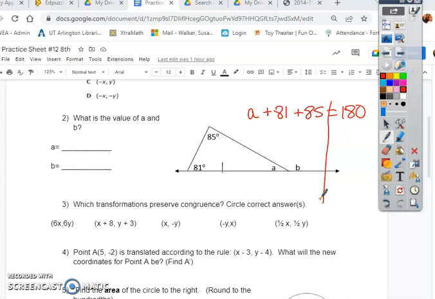Number 3, which transformations preserve congruence? So this is an opposite question of what we asked last week. We want the ones that preserve congruence. All of the ones we learned preserve congruence except for the last one, which is dilations. Anything that's a dilation, I want you to cross out. A dilation literally means it's getting bigger or smaller. So look on here, find your translations, your reflections, and your rotations, and circle those because those preserve congruence.